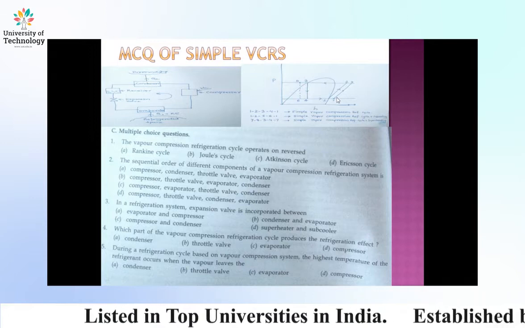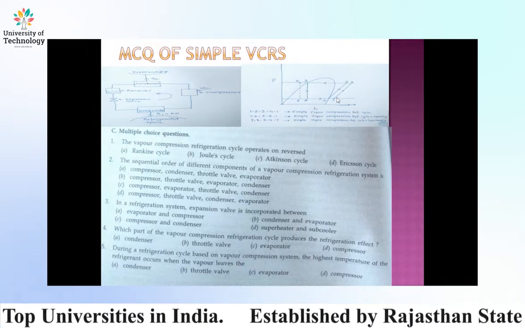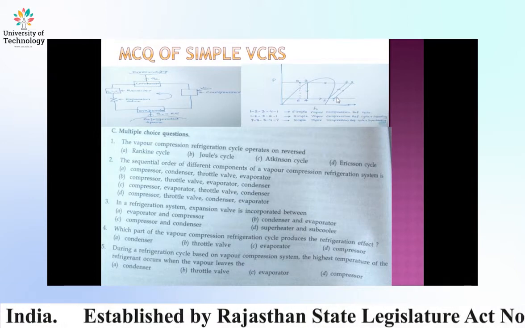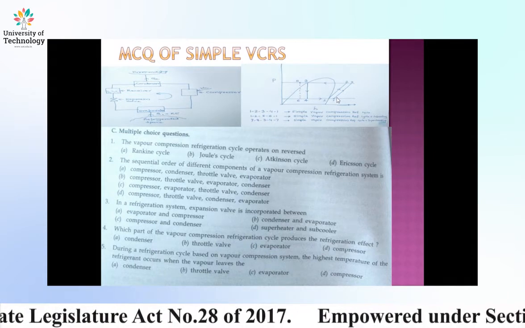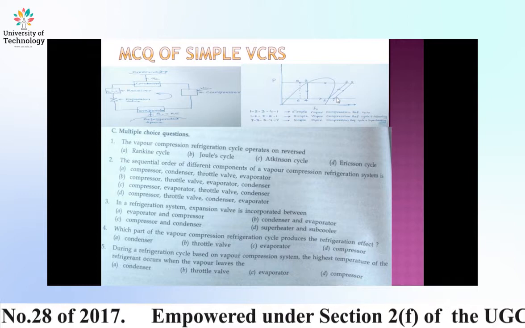So during a refrigeration cycle based on vapor compression system, the highest temperature of the refrigerant occurs when the vapor leaves the compressor. So option D is correct.